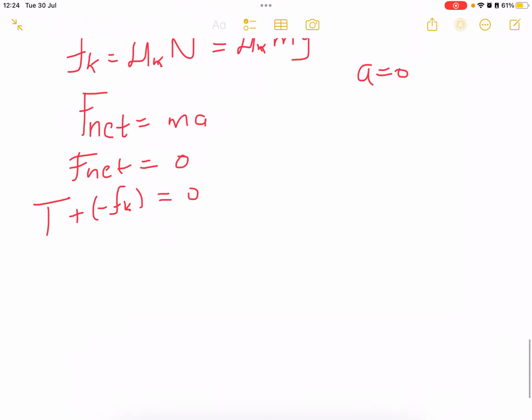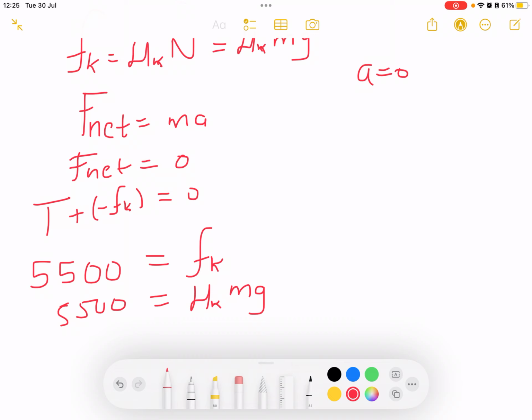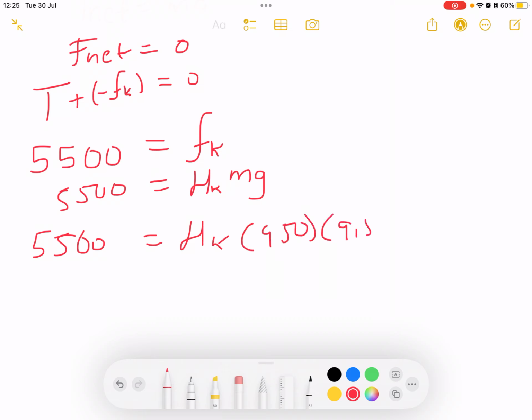And then we know the tension that we calculated was what? 5.5 thousand newton, which is equal to Fk. But 5.5 is equal to Fk, and Fk is what? Mu k mg, or you can say mu k N, but we know that the normal force is the same as the gravitational force. So now, by substitution, the mass of the car is 950. So this is 5.5 is equal to mu k times 950 times 9.8.